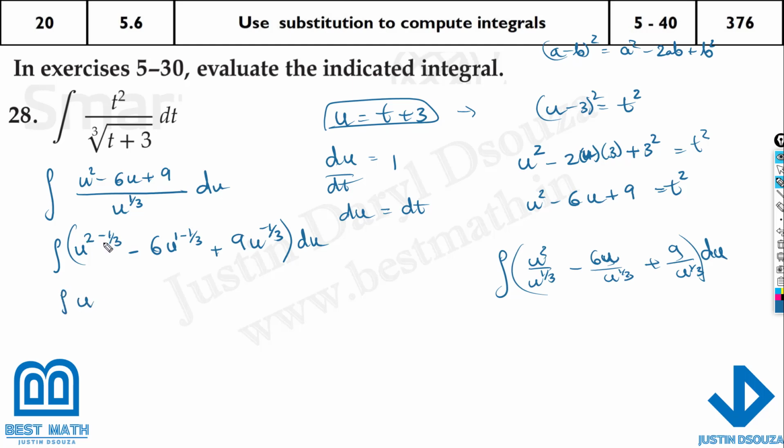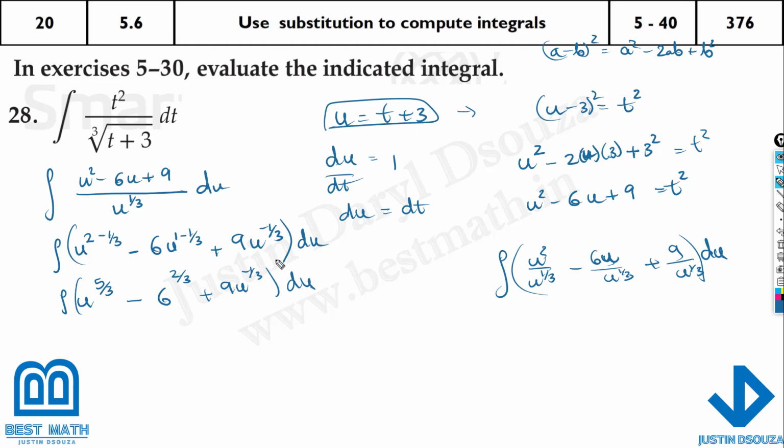U to the 2 minus 1 third. You can use your calculator. Over here we can write it as 6 by 3, thirds. So multiply 3 and 2, it will be 6 thirds, minus 1 third, it will be 5 by thirds. Minus 6, and here, sorry, it's not minus 2 by thirds, it's positive 2 by thirds. 2 thirds are remaining. Plus 9u to the negative 1 third du.